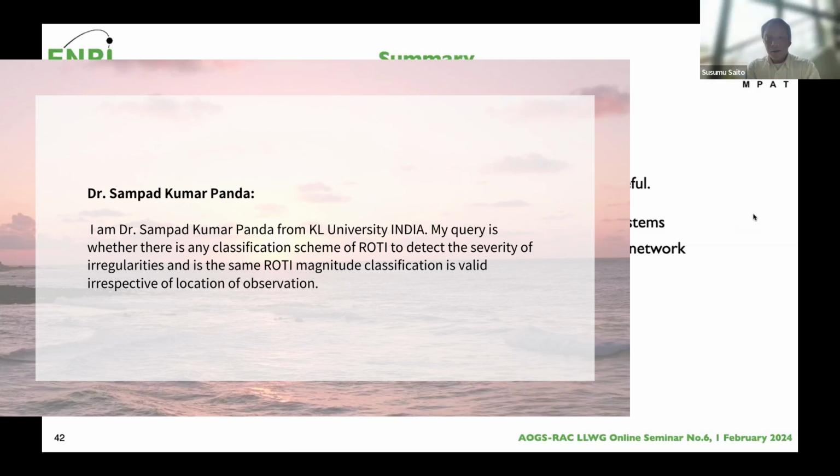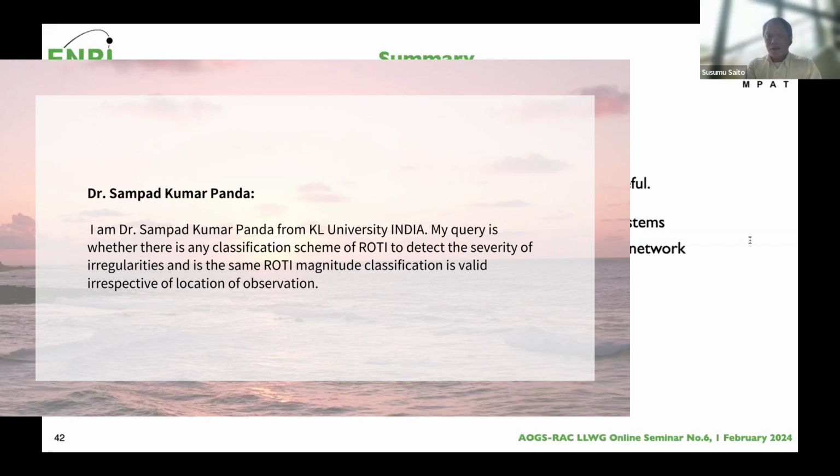Yeah, I see one question in the chat box. Oh yeah, from India. So my query is whether there is any classification scheme of ROTI to detect the severity of the irregularities, the same ROTI magnitude classification.